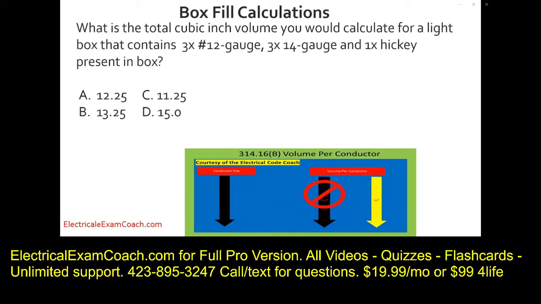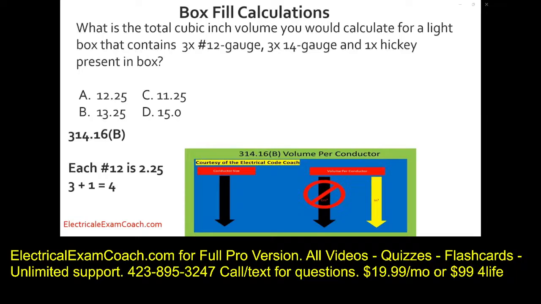What is the total cubic inch volume you would calculate for a light box that contains 3 number 12 gauge conductors, 3 14 gauge conductors, and 1 hickey present in the box? We'll head to our table. We know that each 12 is 2.25. So you always deal with the largest conductors first. And the reason is because your fittings are likely going to be grouped with the largest conductors. We know that we have the 3 number 12s, but now we got to deal with our fittings.